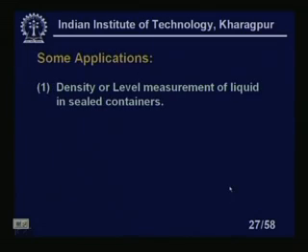Some applications: density or level measurement of liquid in sealed containers. In sealed containers, if I cannot see from outside, in all other conventional methods I must take out a sample and then measure the density. But nucleonic instrumentation is a non-invasive technique I can use to measure. So for sealed containers I can measure the density as well as the level of the liquid inside the containers.